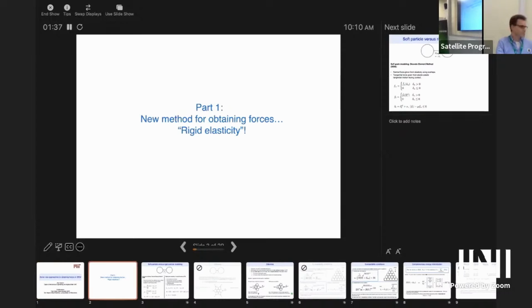I'm going to break this into two parts, and I'm going to try to hit 45 minutes as instructed. The topic of my presentation is some novel ways to get the forces in DEM. This is going to be about hard particle DEM and how you obtain the forces in these packings. The first part of my talk, I'm jokingly referring to as rigid elasticity. So this sounds like an oxymoron.